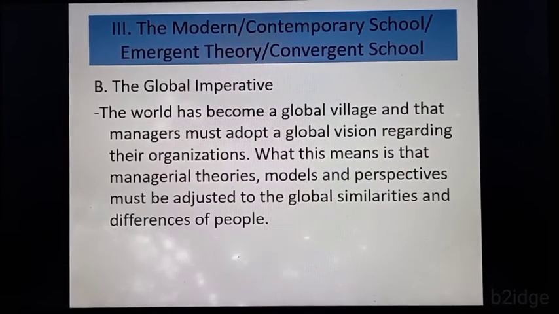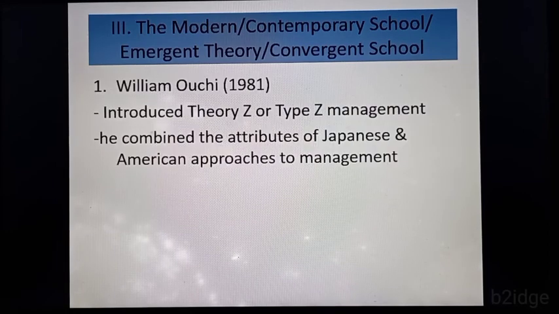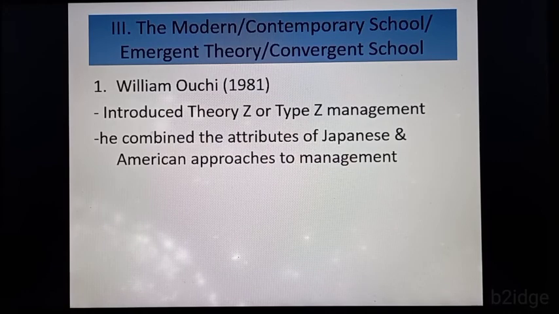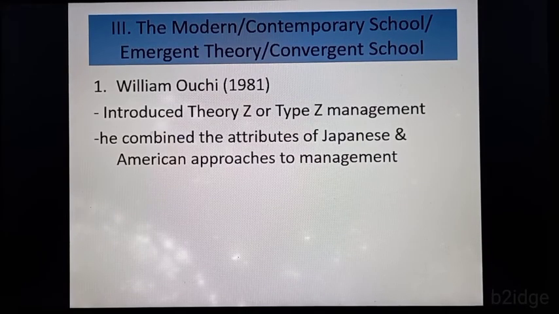Then we have the global imperative. The world has become a global village, and managers must adopt a global vision regarding their organizations. What this means is that managerial theories, models, and perspectives must be adjusted to the global similarities and differences of people. We have William Ouchi in 1981. He introduced Theory Z, or Type Z management, wherein he combined the attributes of Japanese and American approaches to management.